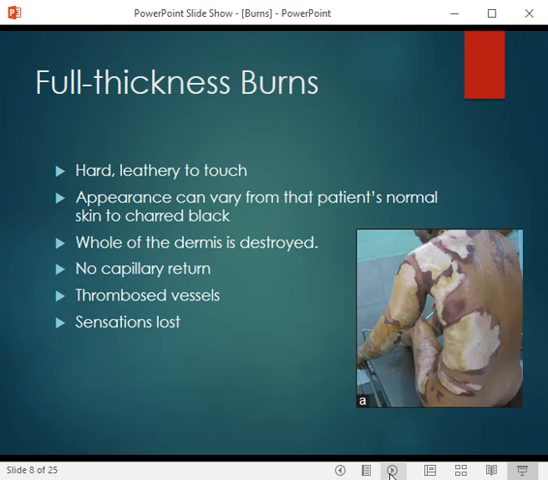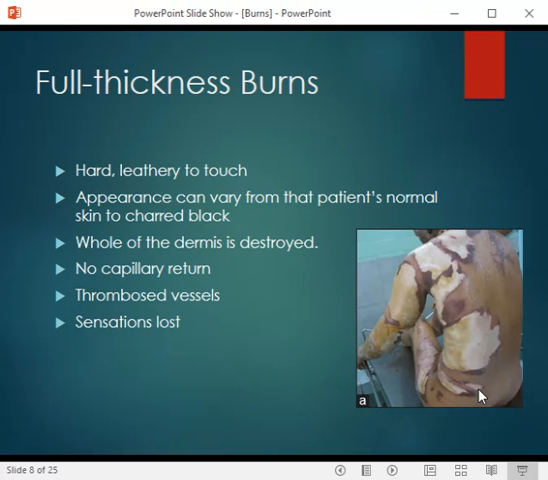Appearance varies, from normal-looking skin up to charred black leathery skin. The whole of the dermis is destroyed. Even the deeper layers of the tissue are destroyed. There is no capillary refill. Blood vessels are destroyed, and there are no sensations at all in these patients.